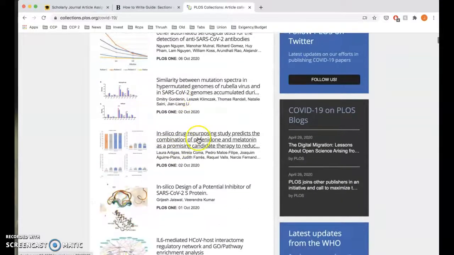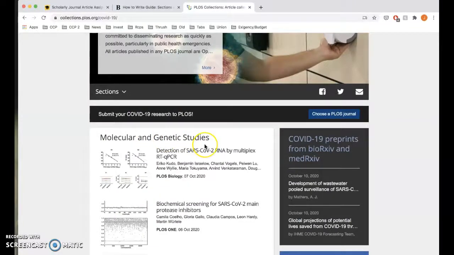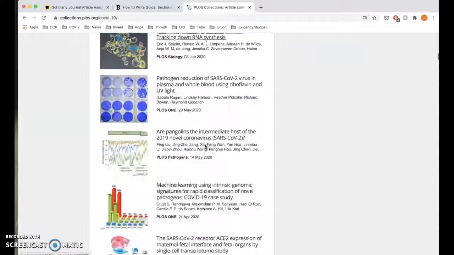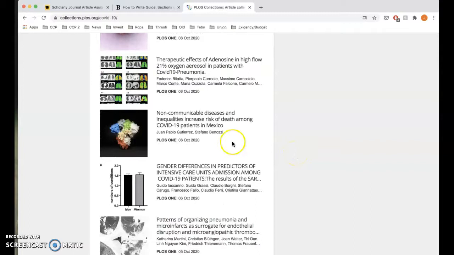But if you scroll through, right, this first grouping are going to be molecular and genetic studies. And then if you scroll down, the second one is clinical epidemiology and care. This is about treating. So here's one written in slightly plainer English: Non-communicable diseases and inequalities increase risk of death among COVID-19 patients in Mexico. So that's really clear about what they found in their research.